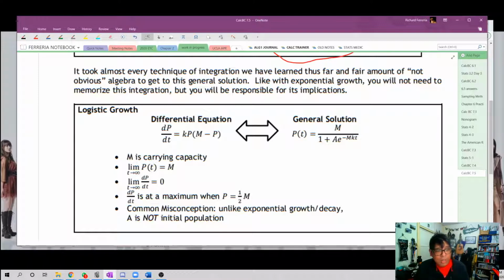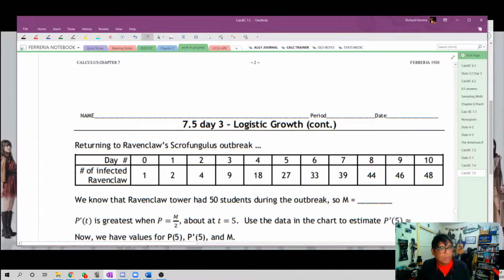We knew that. And this is actually a common misconception. So many students forget about this. A is not the initial population. This is not exponential growth. A is related to the initial population, but it is not the initial population. So keep that in mind. Common misconception. Whew.